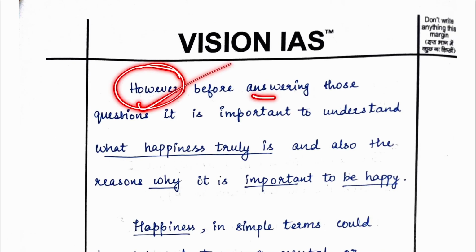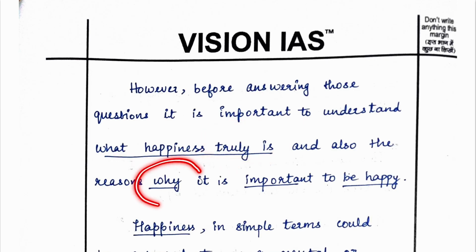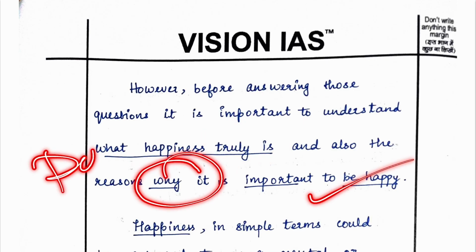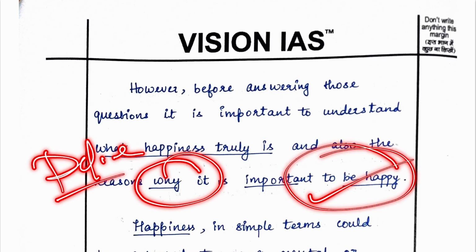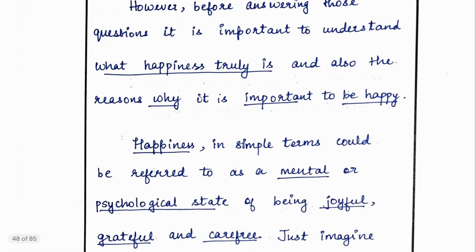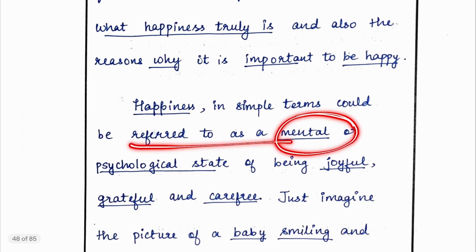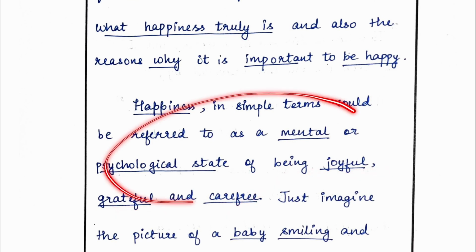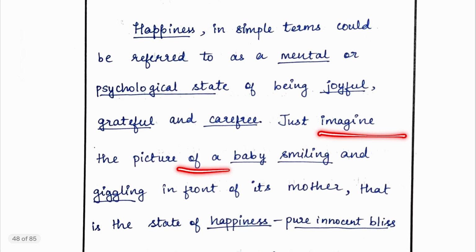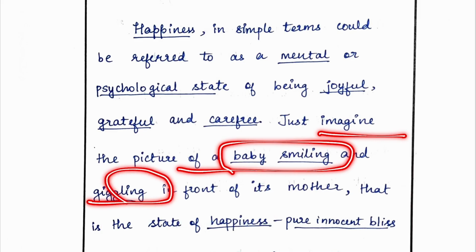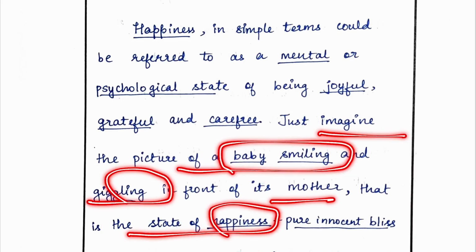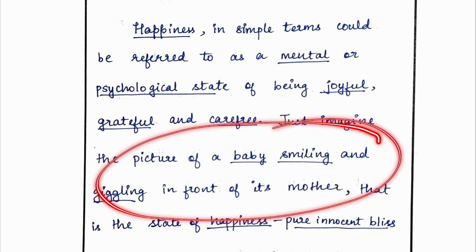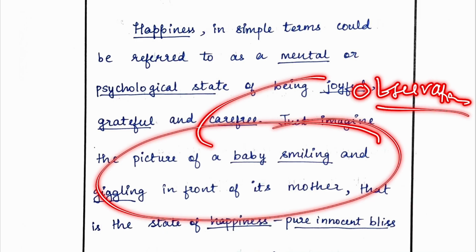However, so this is the connector. Before answering those questions, it is important to understand what happiness truly is, and also the reason why it is important to be happy. So now he will define what is happiness and why we need to be happy. So happiness in simple terms means a mental and psychological state of being joyful, grateful and carefree. So he has defined happiness. Just imagine the picture of a baby smiling and giggling in front of its mother. That is the state of happiness, pure innocent bliss. So what is this example of the baby showing? It means you are observing, your observation, right?